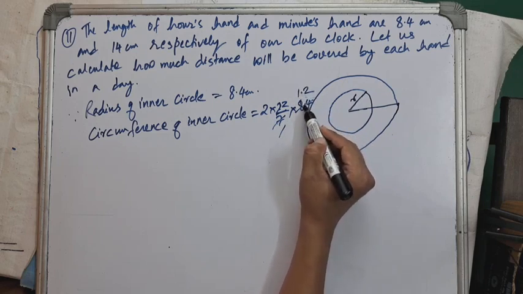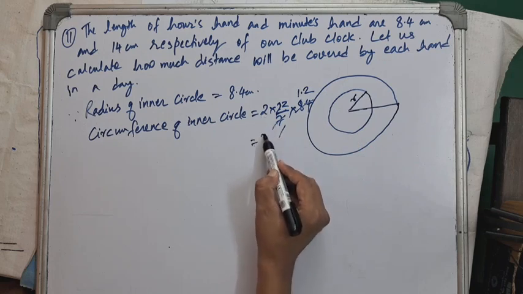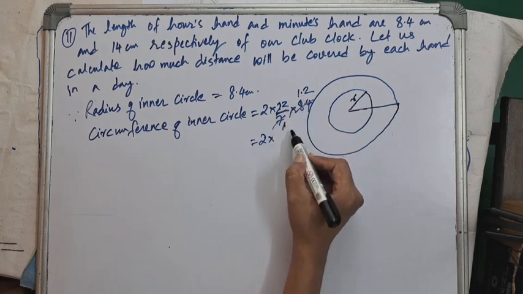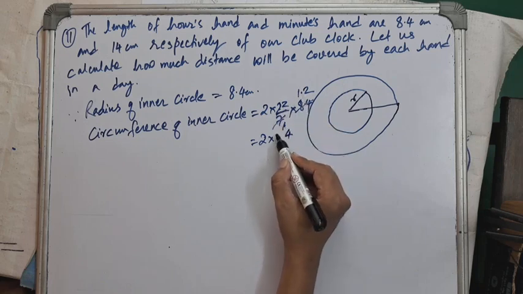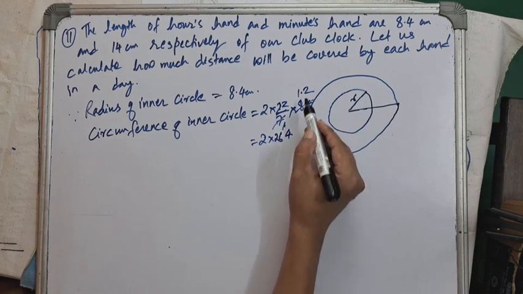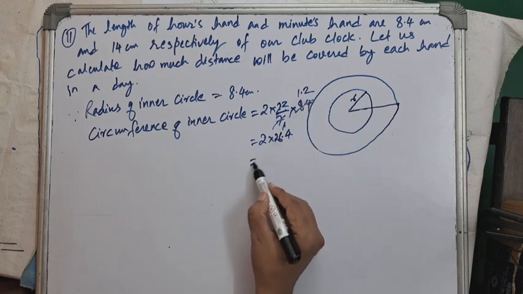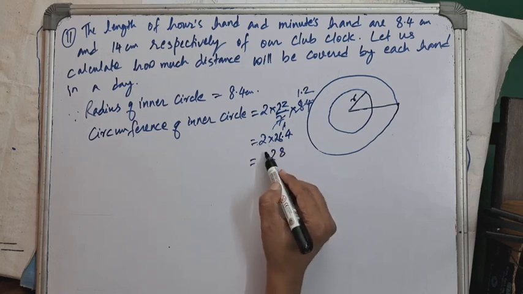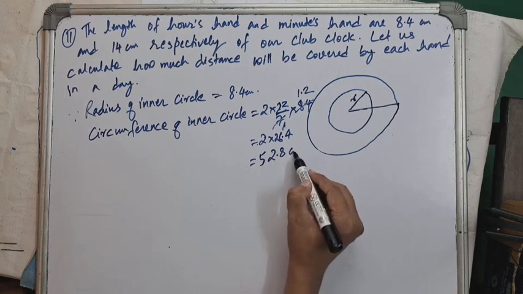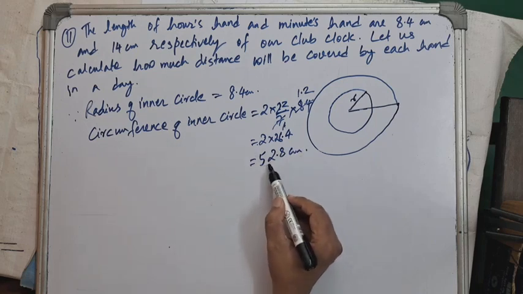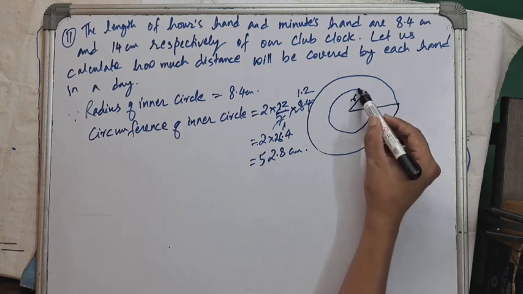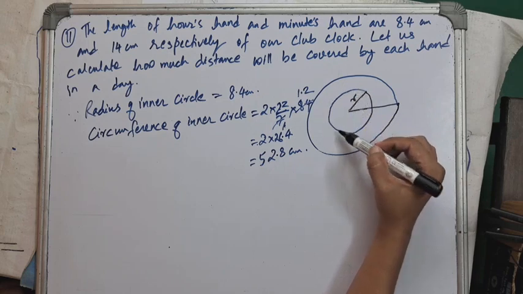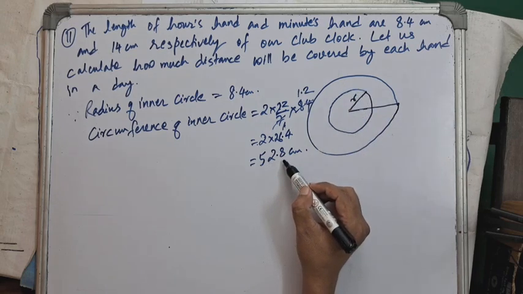So we have a decimal here, isn't it? 2 into 12, 2 12s are 24, 25, 26. We have a decimal here, let's put the decimal. So 2 4s are 8, 2 6s are 12, 2 2s are 4, 5, 52.8 centimeter. The circumference of the inner circle is 52.8 centimeter, which means our hour hand will cover 52.8 centimeter in one revolution.